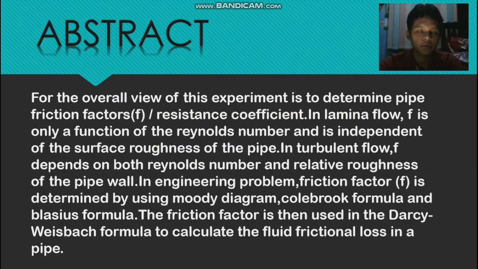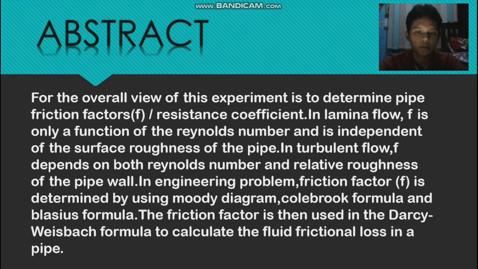Okay, I will present the abstract part. The overall view of this experiment is to determine the pipe friction factor, this F. In laminar flow, F is only a function of the Reynolds number and is independent of the surface roughness of the pipe. In turbulent flow, friction factor depends on both Reynolds number and relative roughness of the pipe wall.